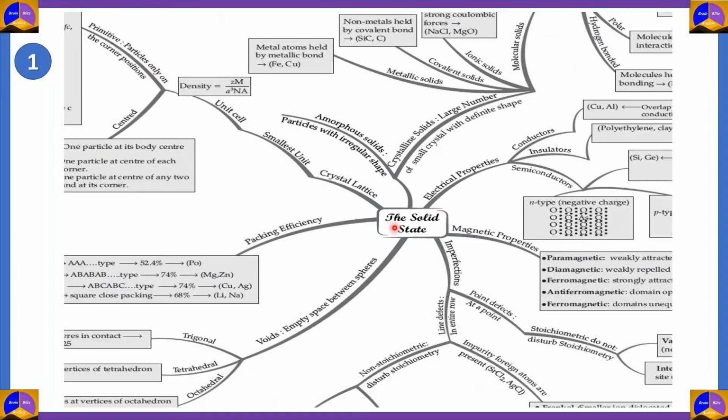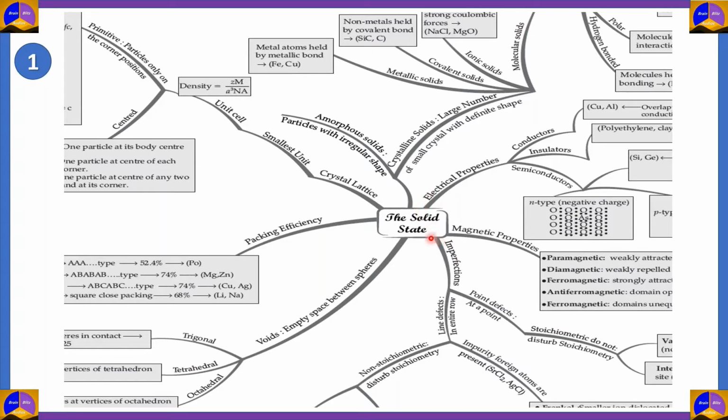So first of all, the solid state. Matter contains three common states. So matter is existing around us in three common states: solid, liquid, and gas. We all know this. Liquid and gas, according to our grade 11 syllabus, are classified as fluids. So today we'll be learning about the solid state.